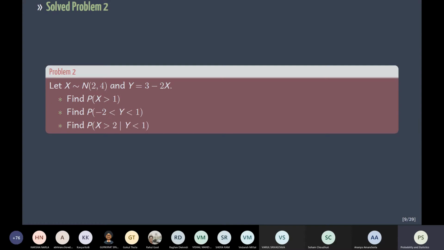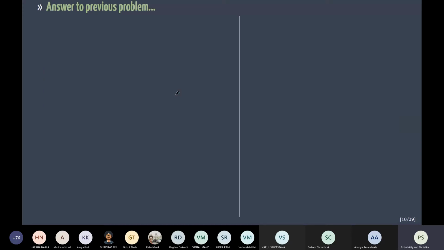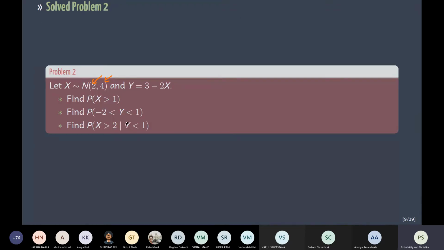So these are the probabilities that we have to compute, and we are given that x is a normal distribution with mean 2 and variance 4. Okay, so let me do this quickly. The first question is the probability that x is greater than 1. So this is the solution to A.